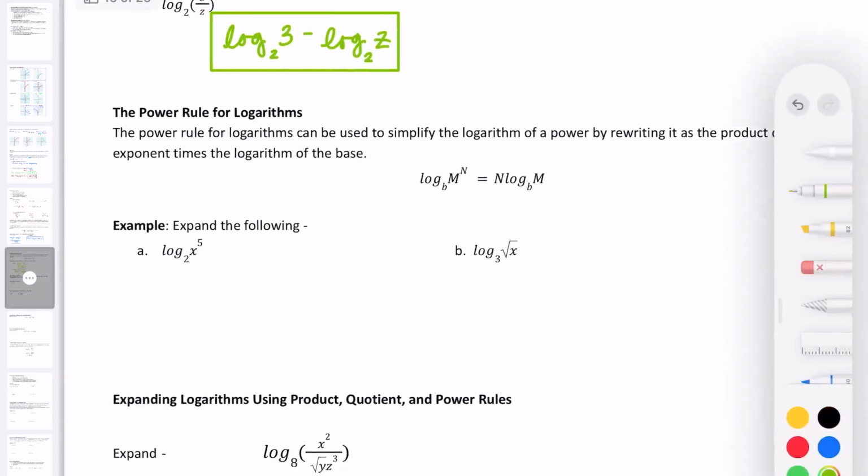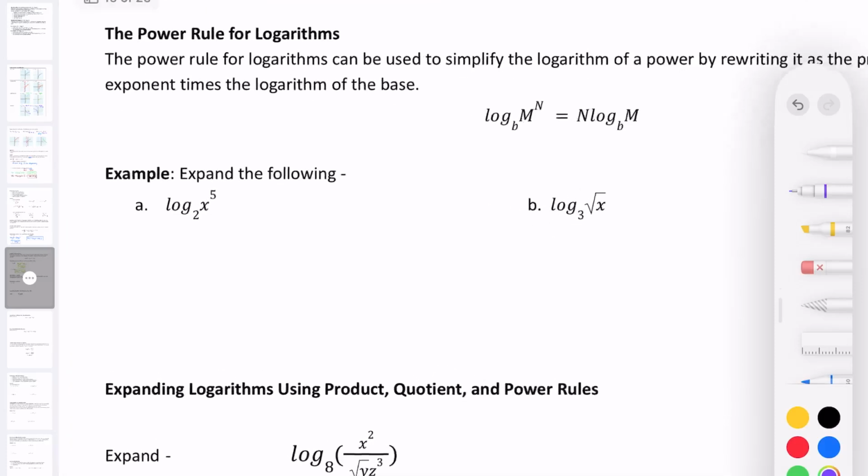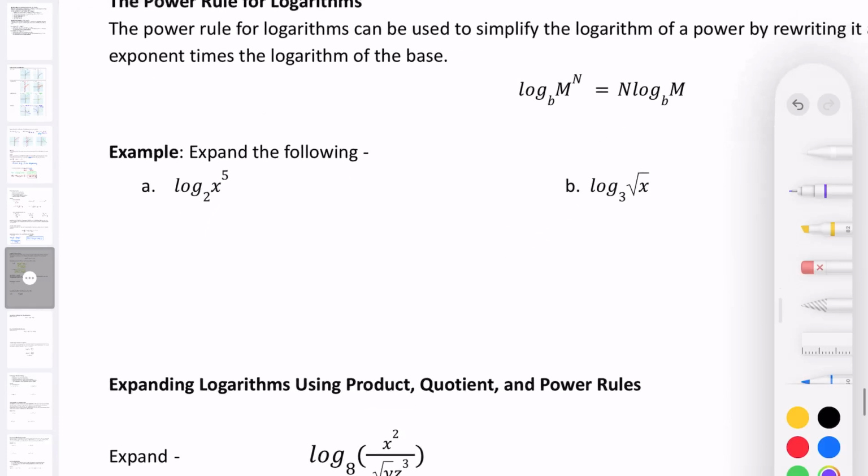Now let's chat about the power rule. The power rule shows that if you have an exponent outside on the far right of the logarithm, it can be brought to the front as a coefficient. So notice that this n ends up in front of the logarithm.